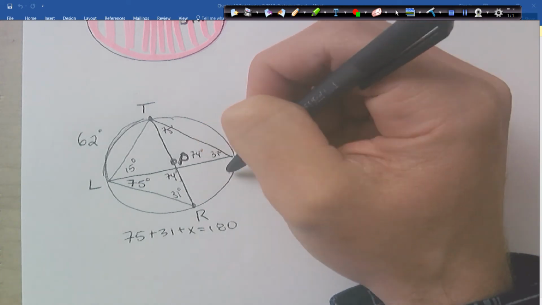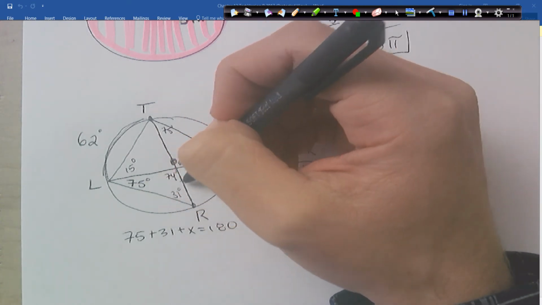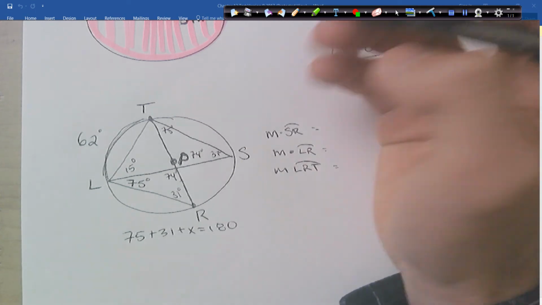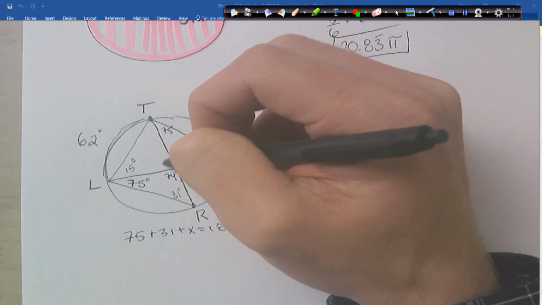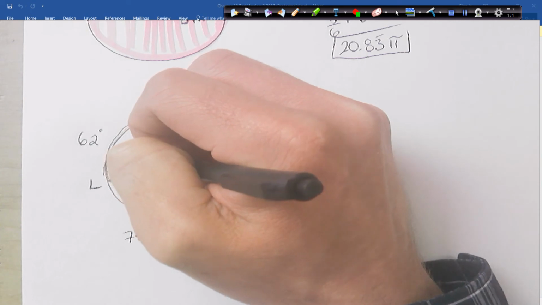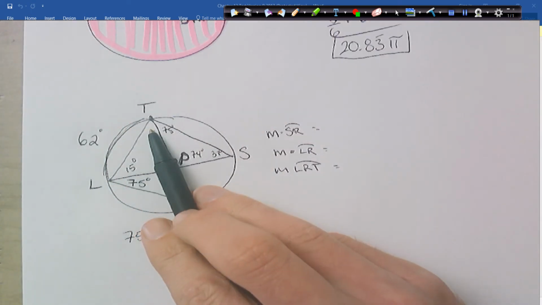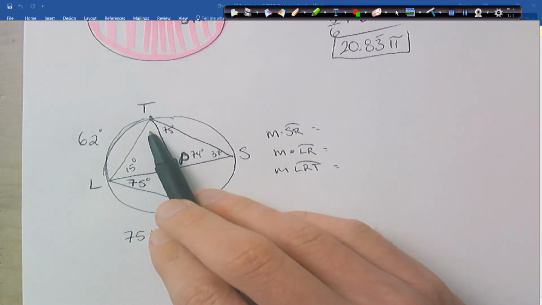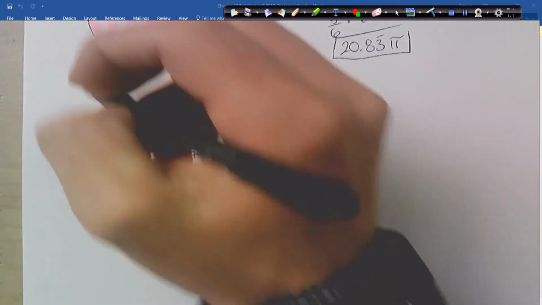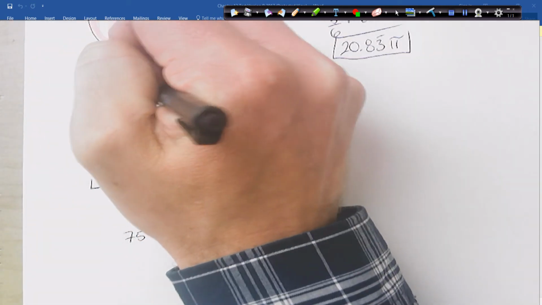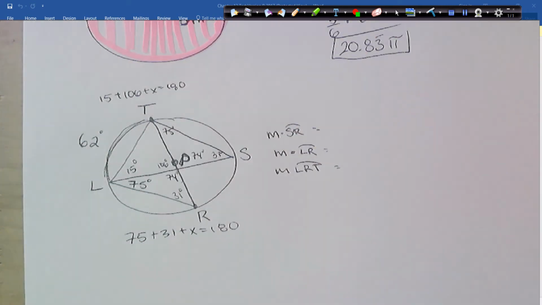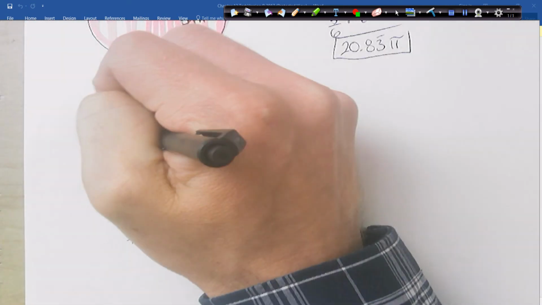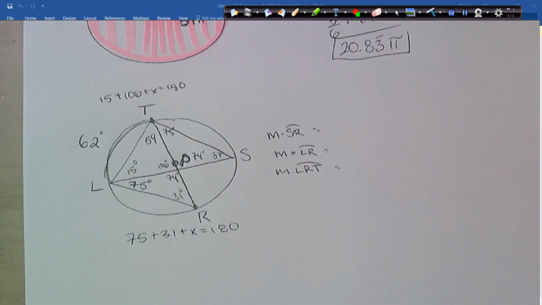Again, 74, 31, 75, 75, 31, 74, so these 2 triangles are congruent. So 74, 74, then what would add to make 180? That would be 106. And then we can find this angle here. It's not opening up to a diameter, so it's not going to be 15, but 15 plus 106 plus x will equal 180. Okay, so we get 15 plus 106, subtract from 180, and we get 59 degrees.